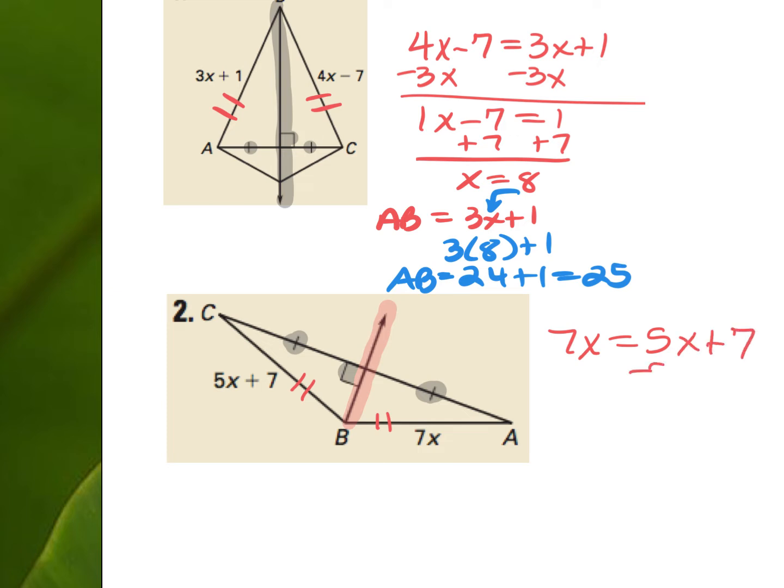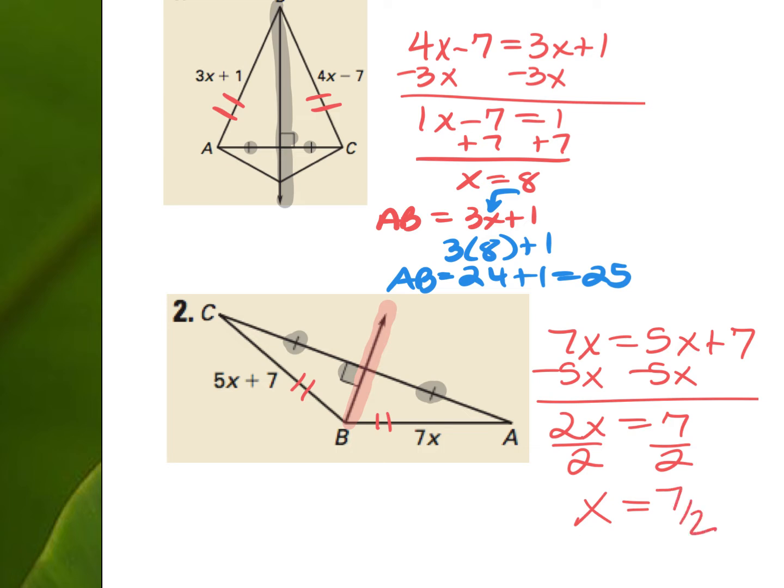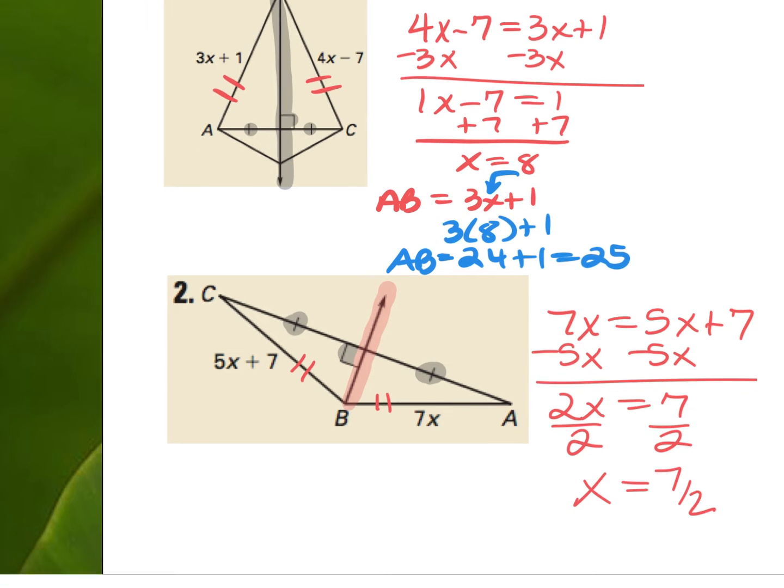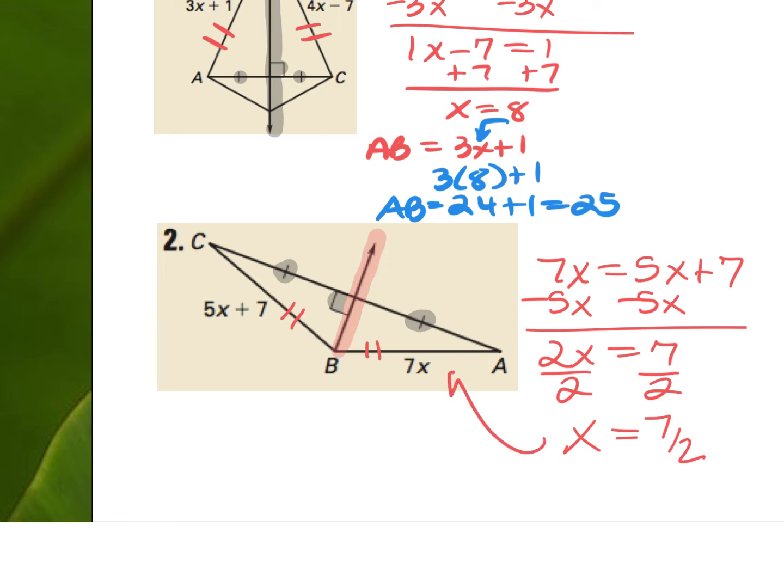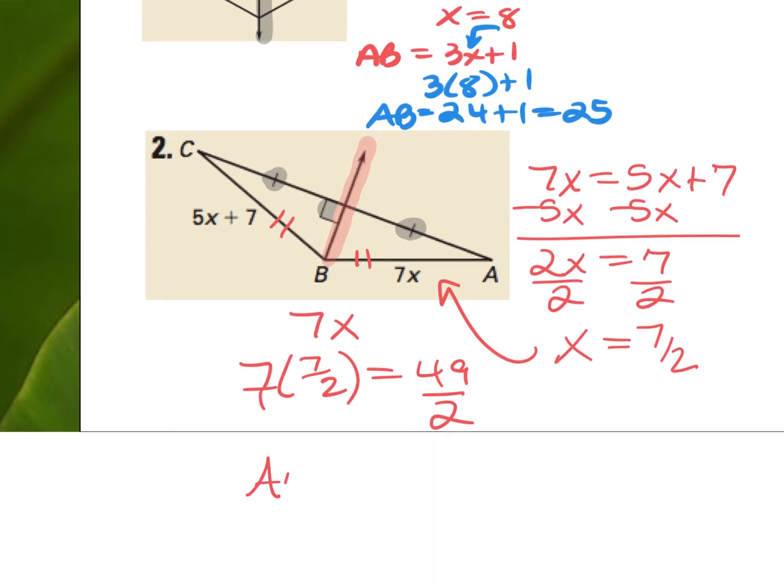I'm going to go ahead and subtract 5x from both sides. And I get 2x equals 7. Divide by 2. And x equals 7 over 2. Now you could make it a decimal or a mixed number. But again, we don't want just x. We need to plug it back in because it wanted AB. And AB is right here. It's 7x. So I'm going to take out x, replace it with what I just found, x equals 7 over 2. I can put a 1 under the 7 and now multiply straight across. And AB is equal to 49 over 2.